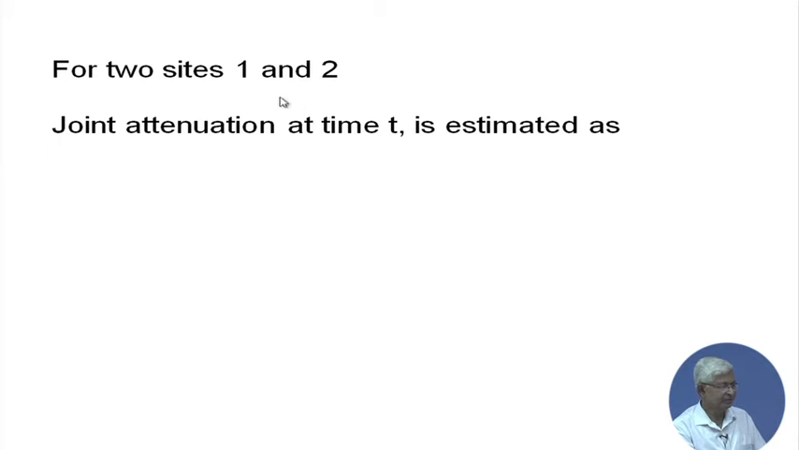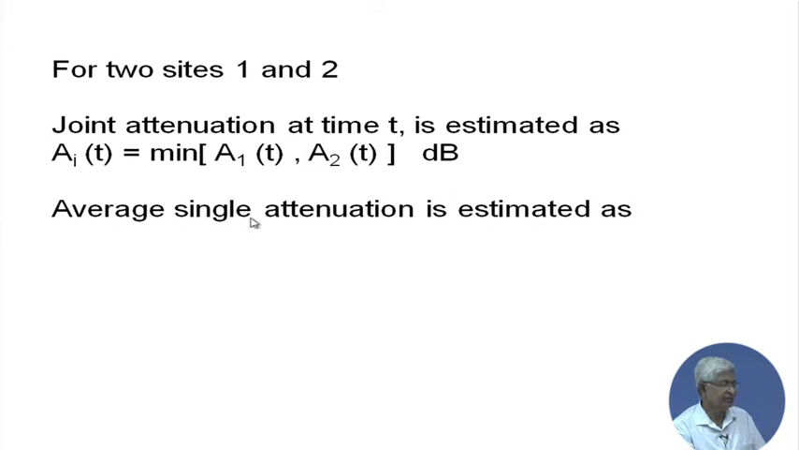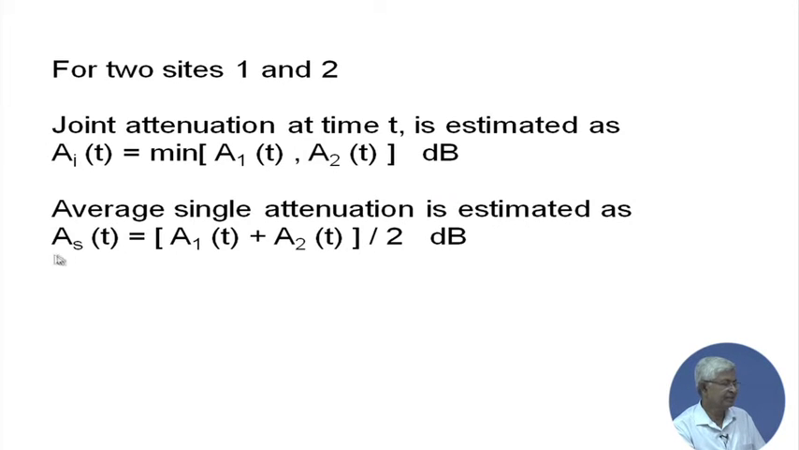We'll show you very quickly some models proposed by the International Telecommunication Union for this type of diversity. Let us take two sites, site 1 and 2, and the joint attenuation at time t is estimated as Aj. That is, Aj, a function of t, is the minimum of A1(t) and A2(t) in dB, and the average single attenuation is estimated as As, that is single attenuation. So As(t) is A1(t) plus A2(t) divided by 2, that is in dB.